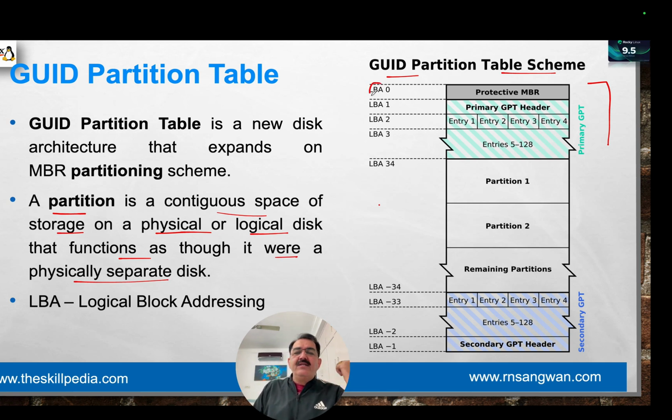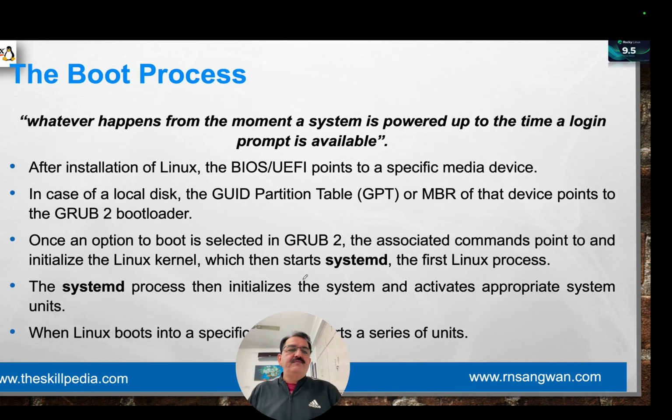LBA here stands for logical block addressing, how the addressing is to be done. Very simple analogy I have given you, the index of a book and the chapters of a book. How many entries you can have in the index will decide how many chapters you can have in the book.